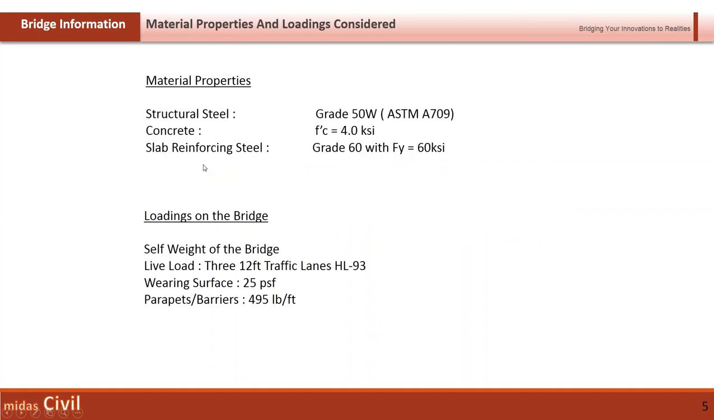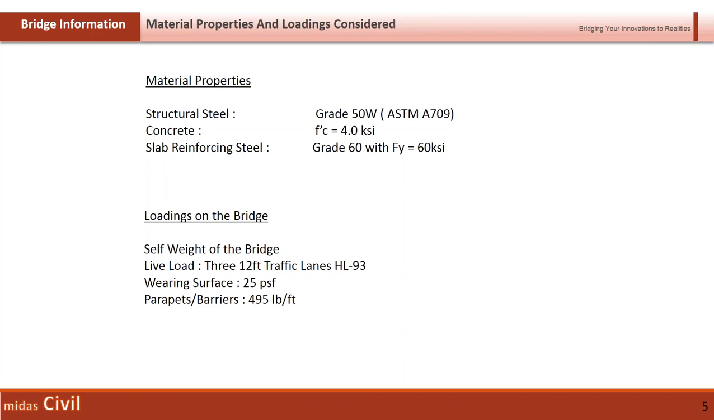For the material properties, we are having a structural steel property of ASTM A709 grade 50W. And for concrete, we are having a compressive strength of 4 KSI. Then for slab reinforcing steel, we are having 60 KSI steel material properties.